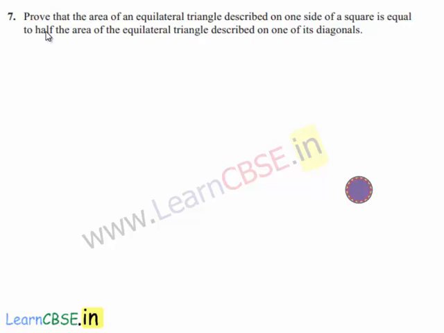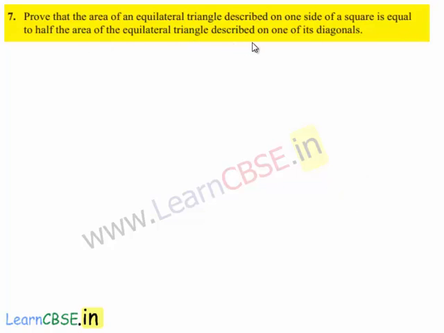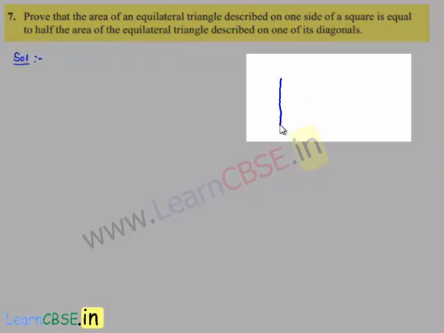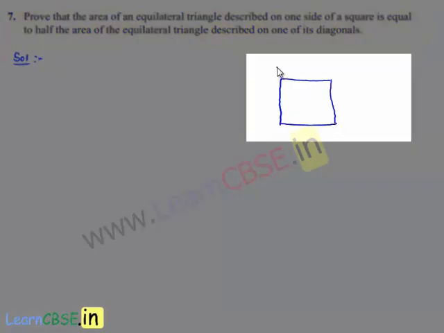Moving on to 7th question. Prove that the area of an equilateral triangle described on one side of square is equal to half the area of equilateral triangle described on one of its diagonals. Now moving on to solution. Let us consider the square ABCD and let the equilateral triangle described about the side be BCE, and let us assume that AC is diagonal and equilateral triangle described about it be ACF.